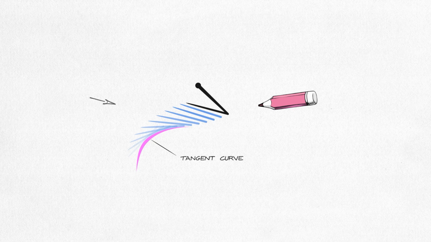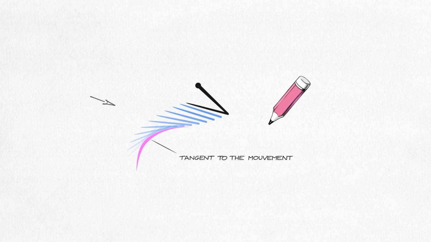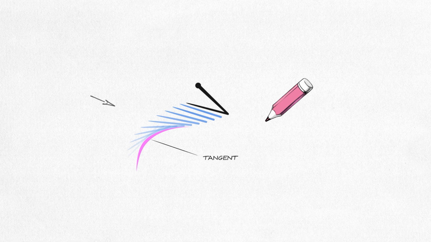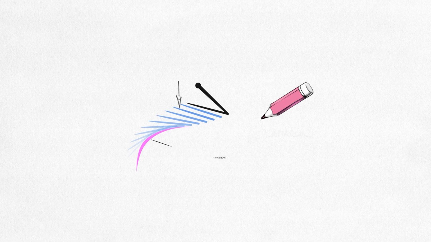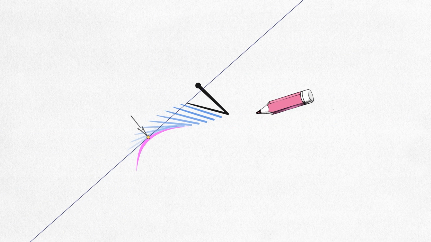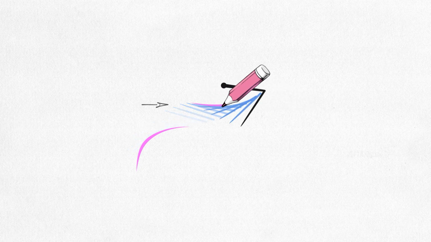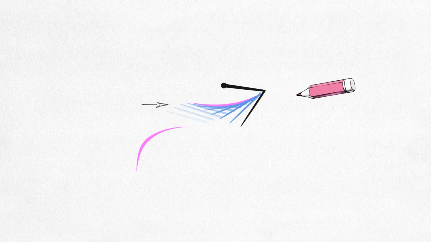To simplify matters, we will call this curve a tangent to the movement, or even more simply, a tangent, because it touches the segment during its movement without crossing it. This is a simplification of language, knowing that in mathematics, the moving segment is tangent to the curve, not the other way around. Here is another one.